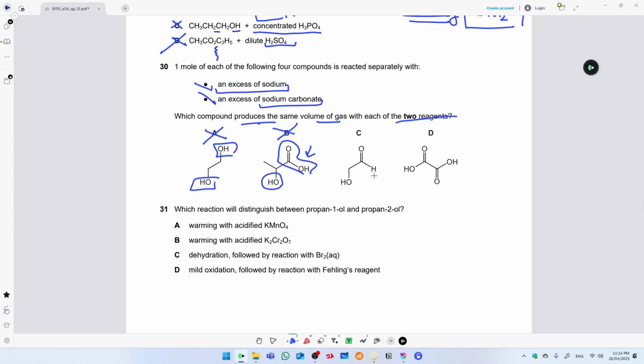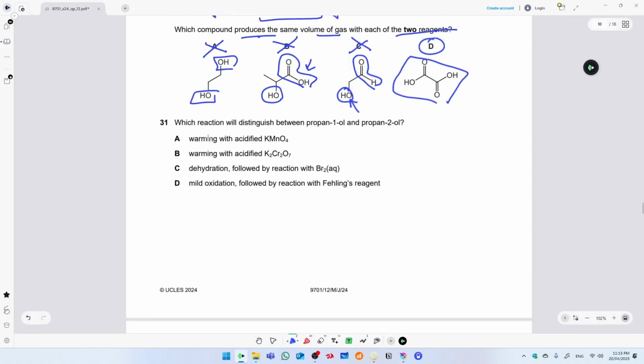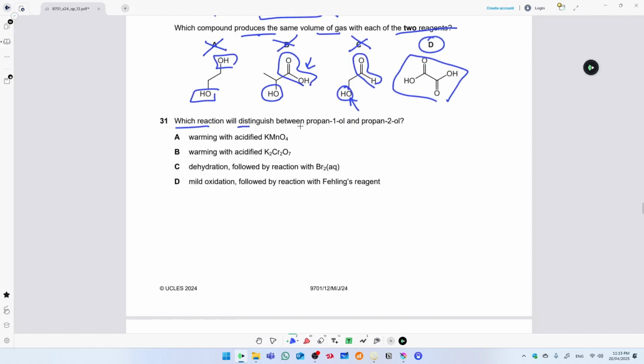C has an aldehyde and an OH. The aldehyde won't react, the OH will react with the sodium. So no. Now this has 2 carboxylic acid groups. They will both react with the sodium and they will both react with the sodium carbonate. So D is the answer. Which reaction will distinguish between propan-1-ol and propan-2-ol?